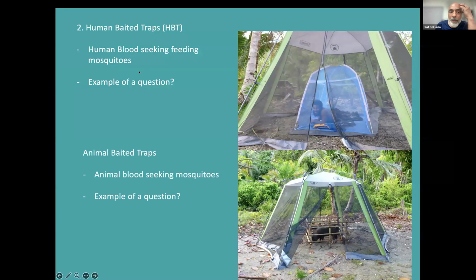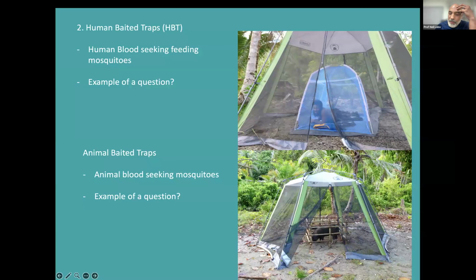Similar to the human baited trap, we can have animal baited traps. And over here, you can see at the same site, we were trying to figure out which mosquito species preferred biting humans, or if they preferred biting the main domestic animal there, which were pigs. So we had the pig inside a little enclosure and the larger tent there. We could not put the pig inside a smaller tent because the pig just did not like it. But the guy liked it because he liked to sleep there protected.